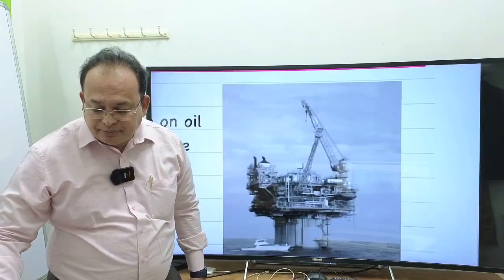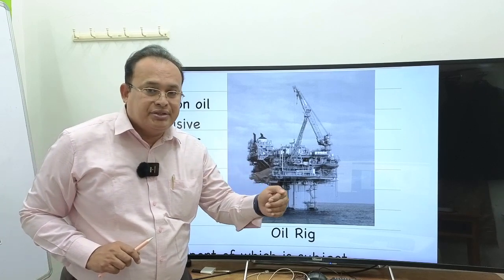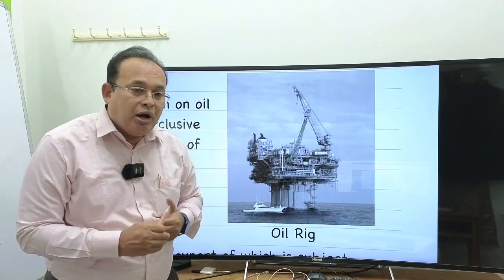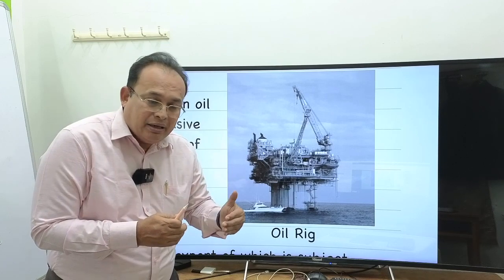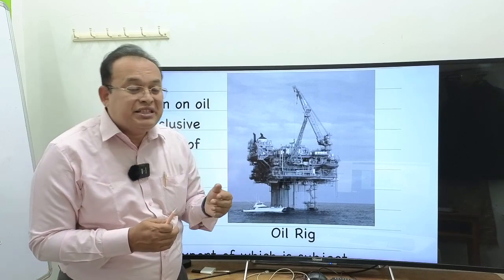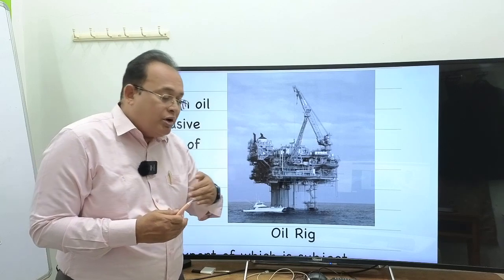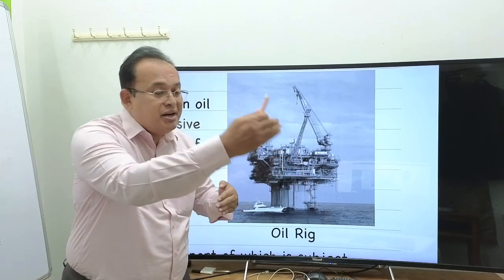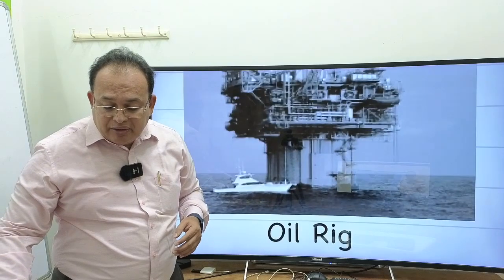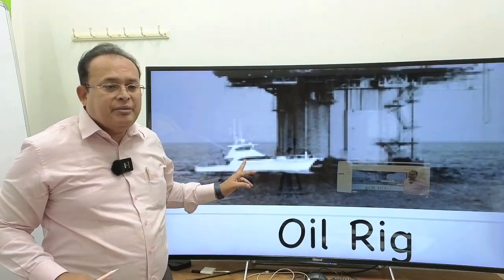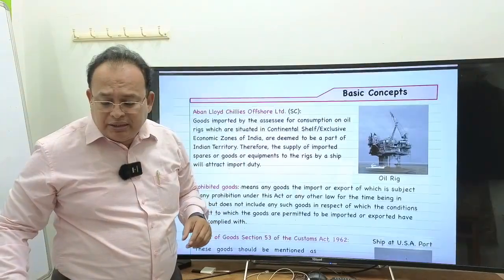This is called an oil rig. This oil rig is located within 200 nautical miles from the baseline, but beyond 12 nautical miles from the baseline. Beyond 12 nautical miles means beyond India, but within 200 nautical miles, within the deemed territory of India. A vessel came with some goods from outside India to consume in the oil rig. In that case, is it import of goods?